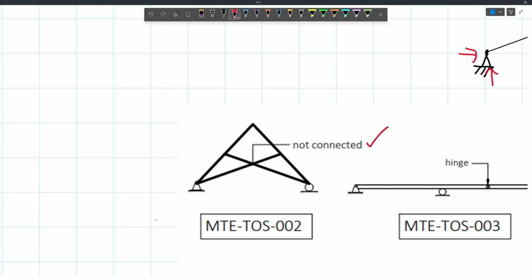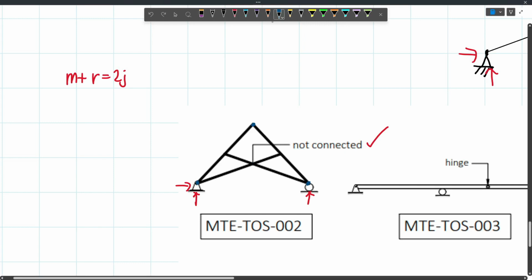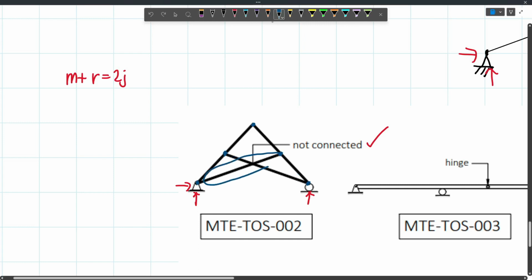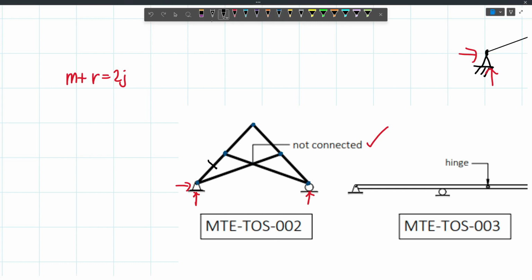Now, in this example, again, our formula is M plus R is equal to 2J. Now, we have reactions here, two hinges, and also here. Let's try to write the joints. We have a joint here and here, but we have no joint here because it says not connected. So the only joints remaining are this one and this one. So this is treated as one member, and this one is also one member because it is not connected here. And so our M becomes 1, 2, 3, 4, 5, and then 6.